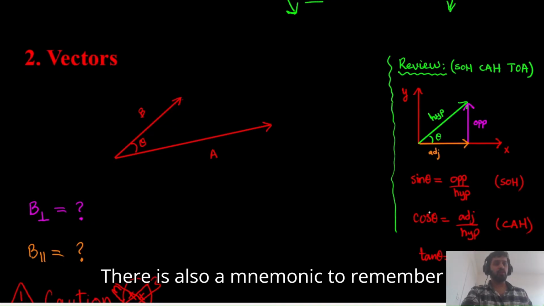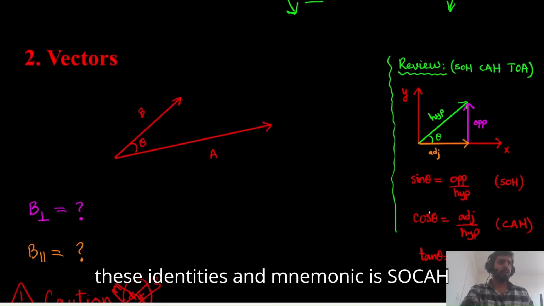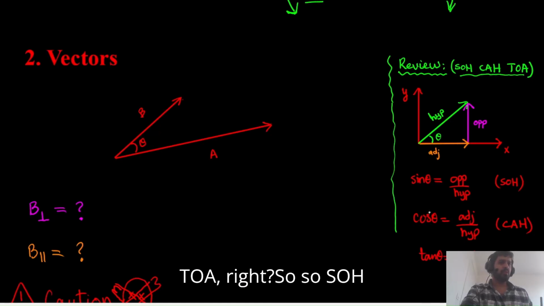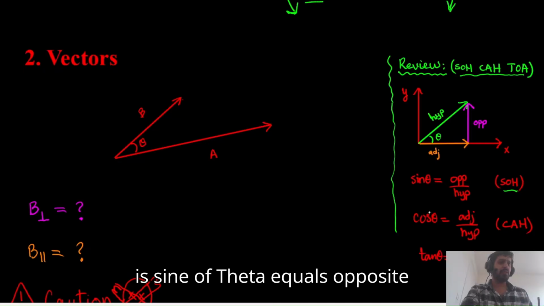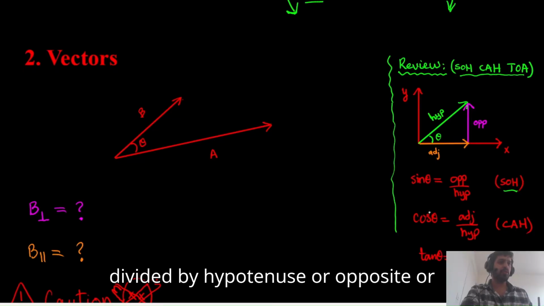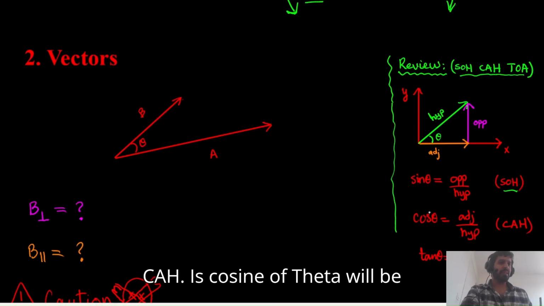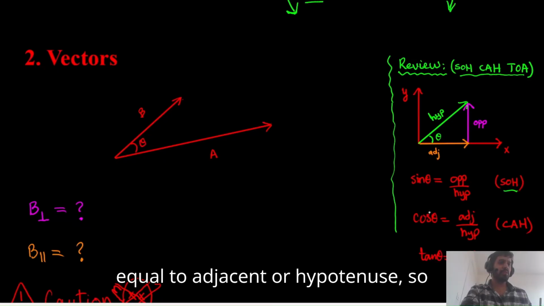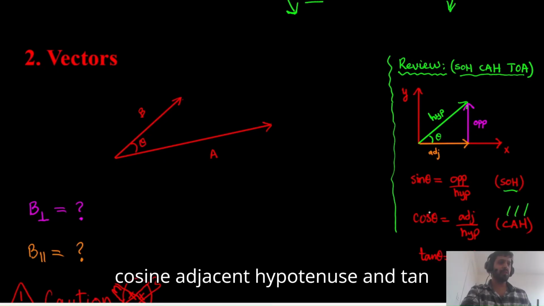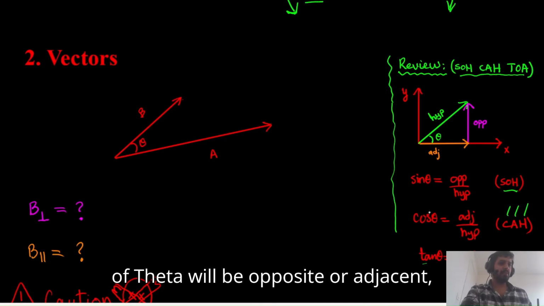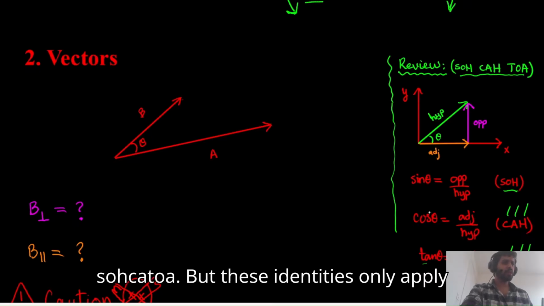There is also a mnemonic to remember these identities, and the mnemonic is SOHCAHTOA, right? So SOH is sine of theta equals opposite divided by hypotenuse. CAH is cosine of theta equals adjacent over hypotenuse. And TOA: tan of theta will be opposite over adjacent, right? So tan opposite adjacent. SOHCAHTOA.